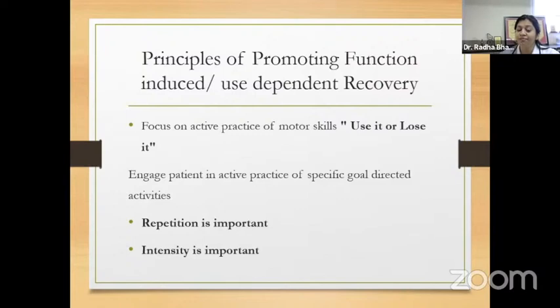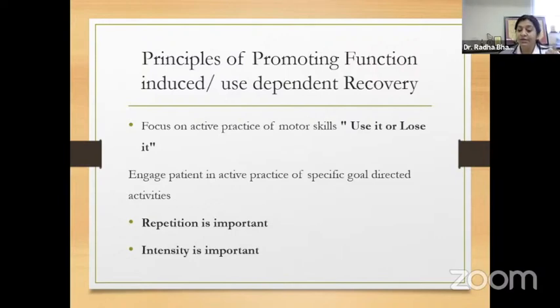Engage patients in active practice of specific goal directed activities. You must have heard this very often. People say, try to use whatever skills you have, if you will not, it will go. It is that simple. Use it or lose it. If you practice, you can achieve it. If you don't practice, you will lose it. You will even lose those things that were helpful for achieving that particular task.